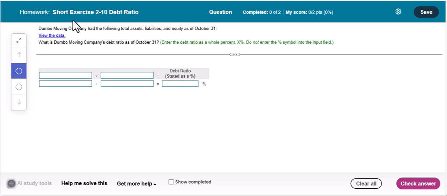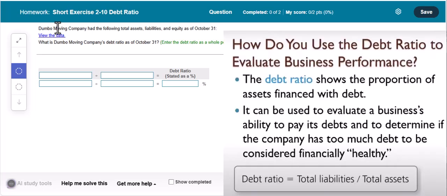Sure, exercise 2-10, debt ratio. We're going to calculate the debt ratio of Dumbo Moving Company. So let's first review from the PowerPoint what the debt ratio is. It's one of the many ways to try to evaluate business performance.